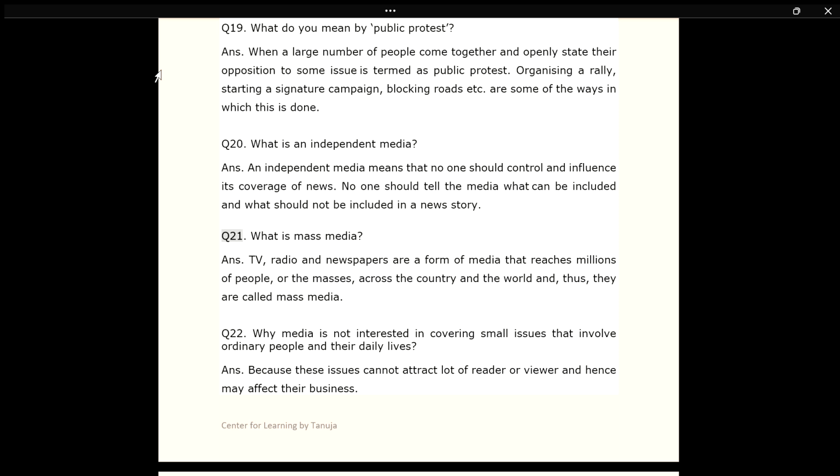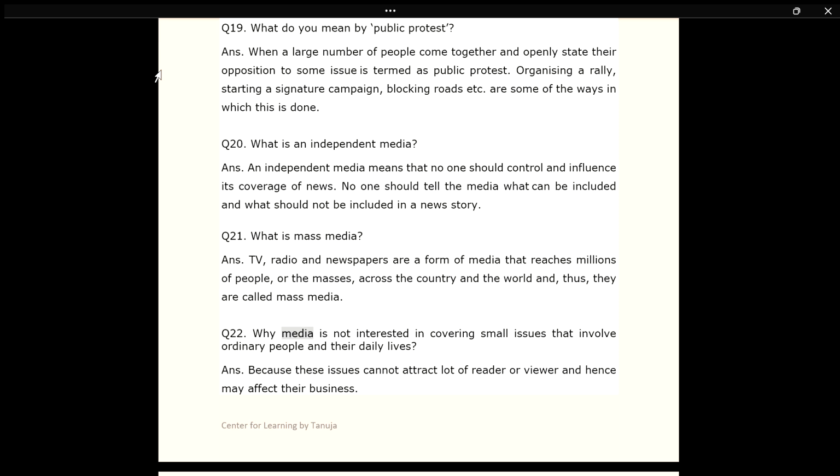Q21. What is mass media? Ans. TV, radio and newspapers are a form of media that reaches millions of people, or the masses, across the country and the world, and, thus, they are called mass media.